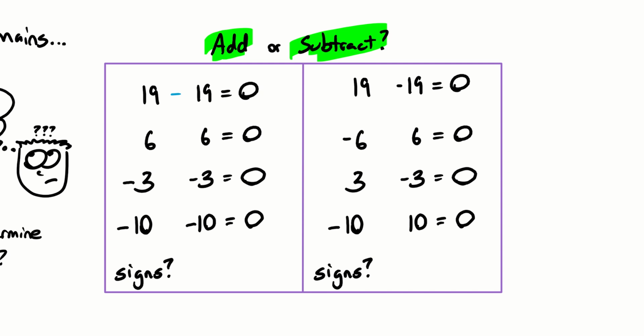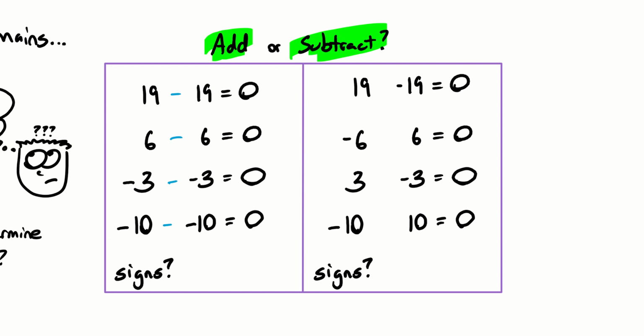And if I have a positive 6 and another positive 6, if I add them, will I get 0? No, of course not. If I subtract them, I'll get 0. And what about a negative 3 and another negative 3? If I add them, will I get 0? No, if I add them, I get negative 6. If I subtract them, I get 0, right? Because negative 3 minus negative 3 is like saying negative 3 plus 3, isn't it? Same thing with 2 negative 10s. If I add them, I don't get 0, but if I subtract them, I do.